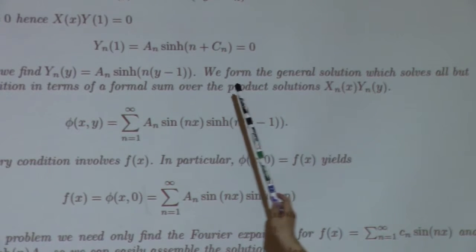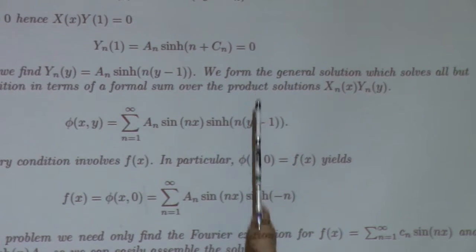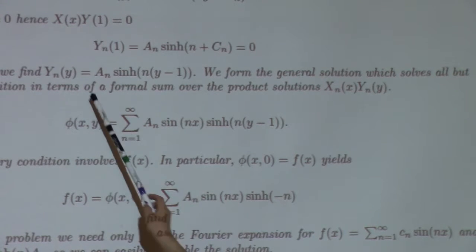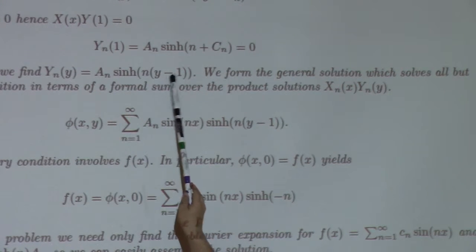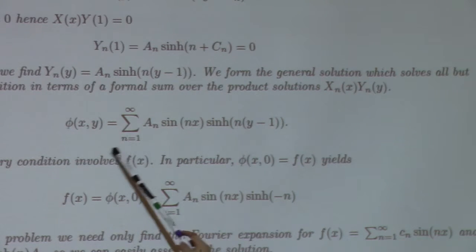But anyway, plugging in 1 is 0. That's the top. That's this one, right? And that tells me about the a sub n's, what do they have to do? Well, I have to have that a_n plus c_n is 0. Then putting that back in, I get y sub n of y is a sub n sinh of n times y minus 1. Okay, so that gives us this general formal solution like this.